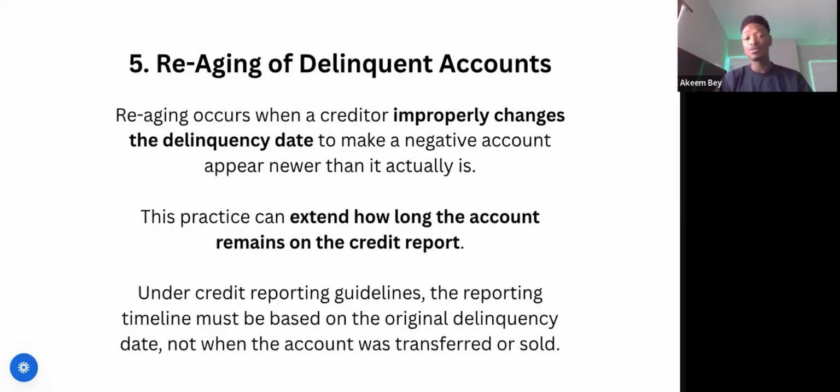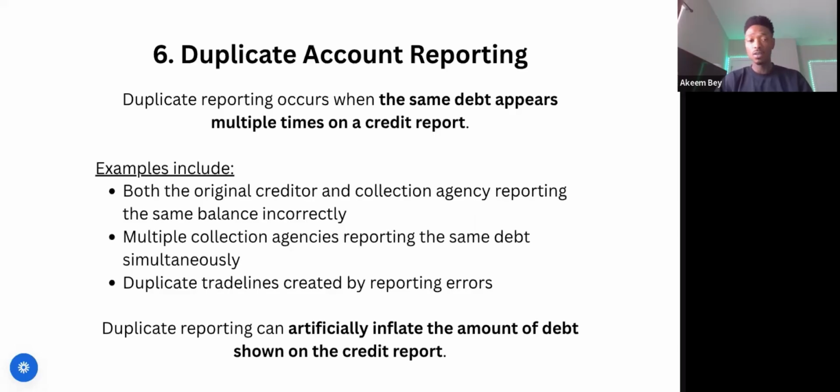The fifth one is re-aging of delinquent accounts. So re-aging happens when a creditor improperly changes the delinquency date to make a negative account appear newer than it actually is, right? This practice can extend how long the account remains on your credit report. And this is a complete violation of the Fair Credit Reporting Act. And under credit reporting guidelines, the reporting timeline must be based on the original date of delinquency and not when the account was either transferred or sold to that collection agency. So these are things that you definitely want to check for when auditing or reviewing your credit report.